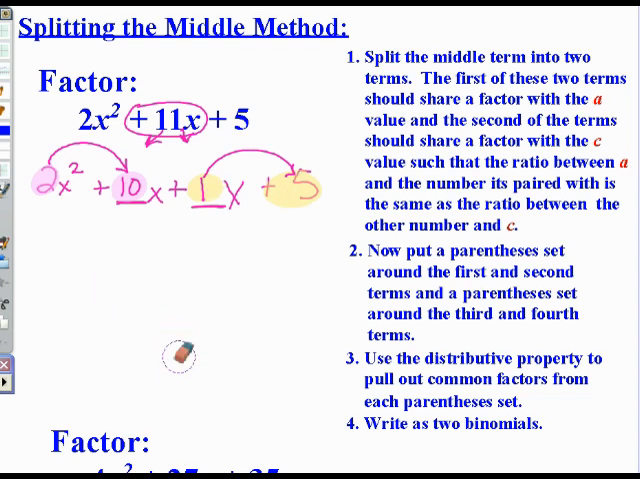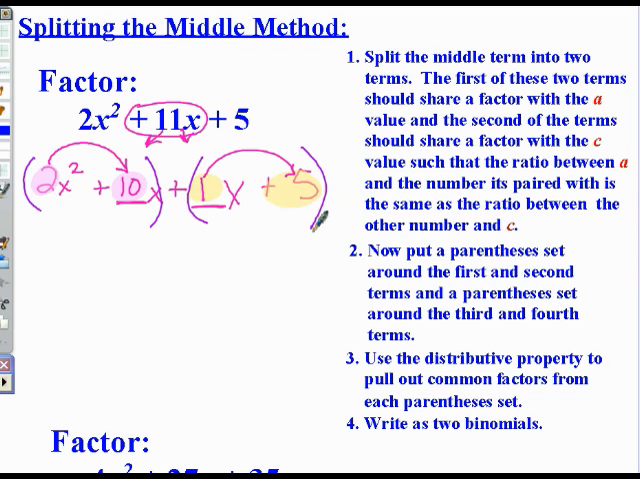All right, so now what you want to do is group them. You want to group the first two terms in a group and the second two terms. If there were a negative on this term, you'd want the negative to go in the group and put a plus between the groups. Since it's positive, you don't need to do that. You can just group the second two terms.